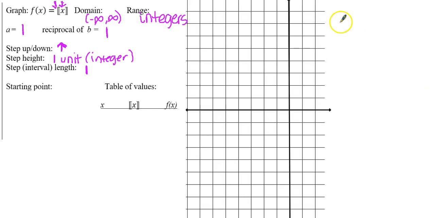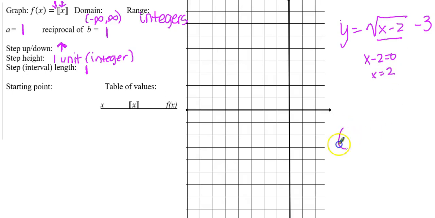If I were to ask you to graph y equals the square root of x minus 2 minus 3, to start this out, I would always tell you to zero out, right? So x minus 2 equals 0, x equals 2. Okay, so I know that that's part of my starting point. And then I actually plug a 2 in so that I can find my y, right? So we always learn to do that. So y is equal to square root of 2 minus 3. This is 0. So what's my output?